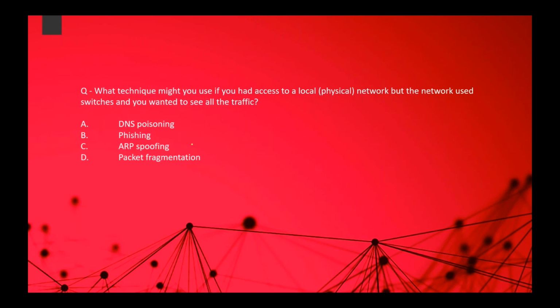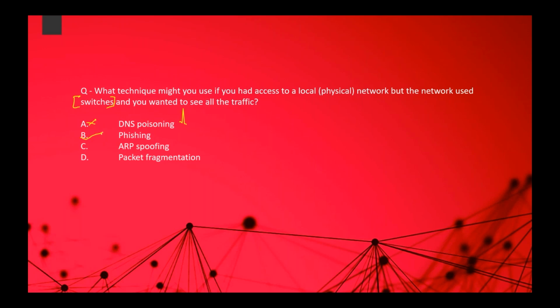Now what happens, guys? Let me tell you. Read the question again. What technique might you use if you had access to a physical network but the network used switches? So the first thing here is switches, the keyword that you captured, and you wanted to see all the traffic. Now I wanted to see the whole traffic. DNS we could use if there is any DNS server, but it's not saying there is any DNS server. So we'll keep this option out, right?